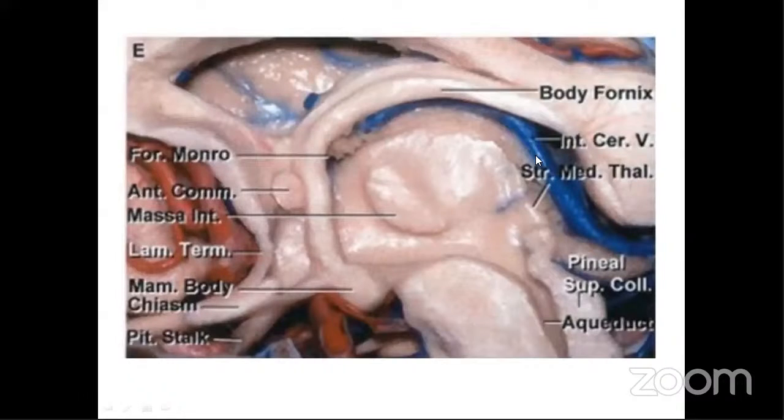Like here we can see, this is the sagittal view of the brain. This is the third ventricular cavity. Here we have the pineal gland. If you are approaching your lesion from here, the majority of the deep venous structures are either present on the ventral side or superior to it. So there is less chance of damaging these important venous structures.